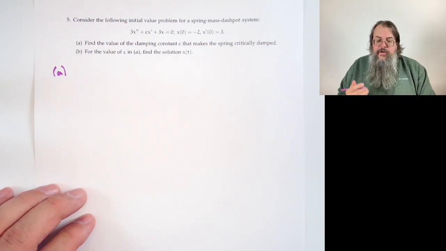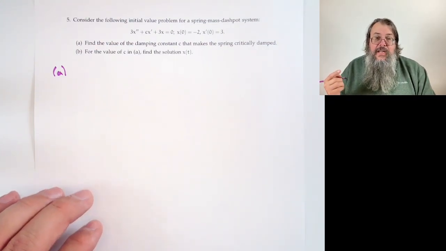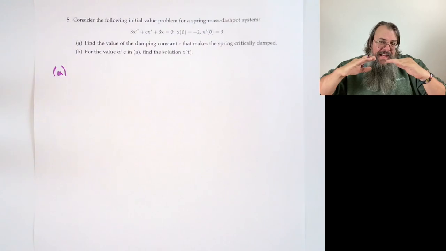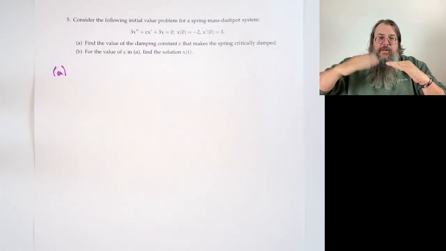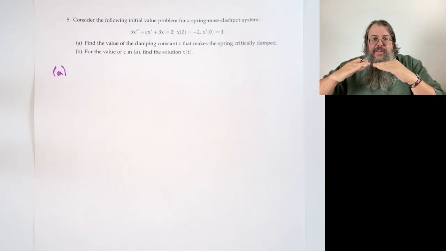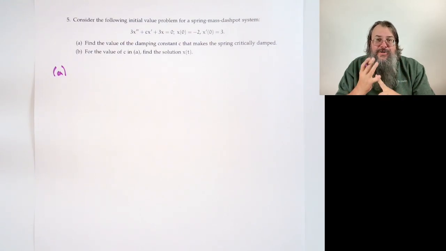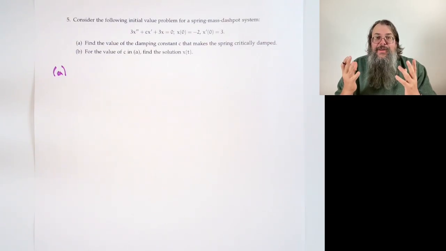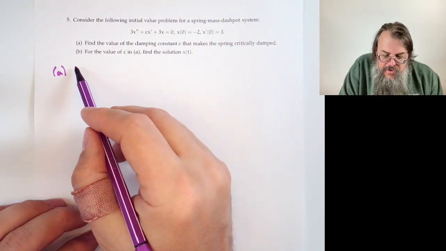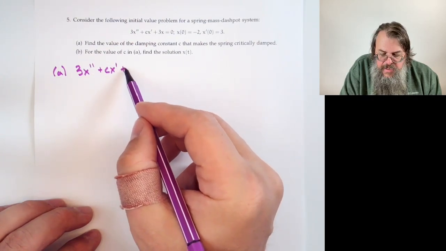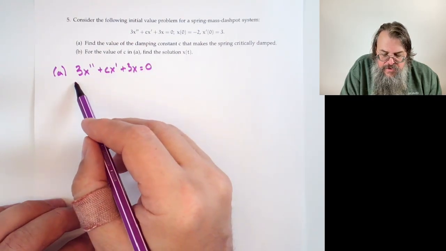So what we're going to do is say, okay, what does critically damped mean? Well, in some sense, it's that sweet dividing line between places where there's oscillation versus just exponential. But really, this is when our roots are repeated. That's what it boils down to. We have repeated roots for the algebra problem that the differential equation corresponds to. So let's start with the differential equation problem, and then we can turn it into the algebra problem.